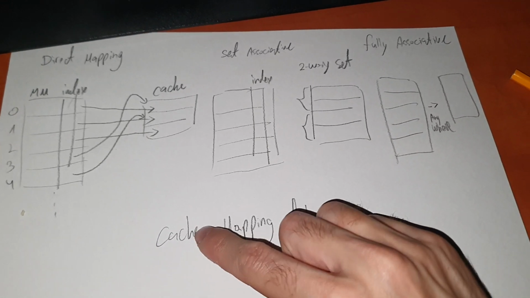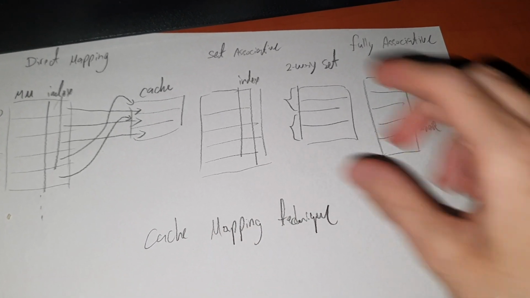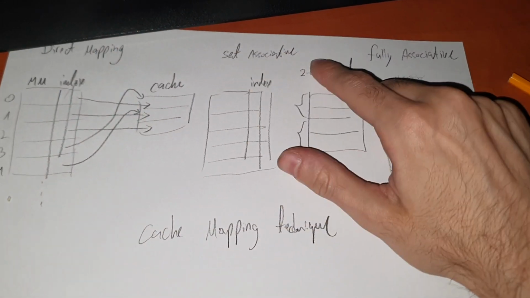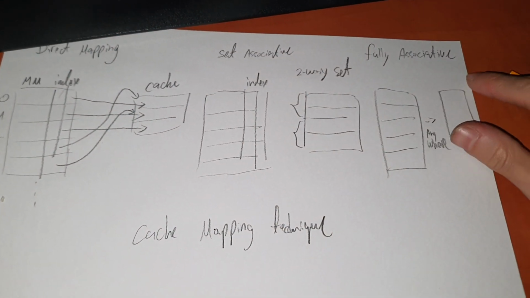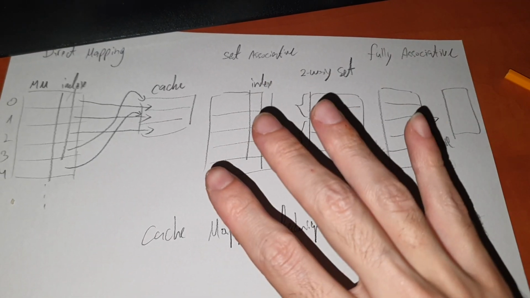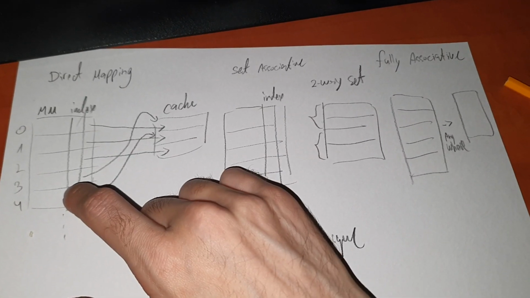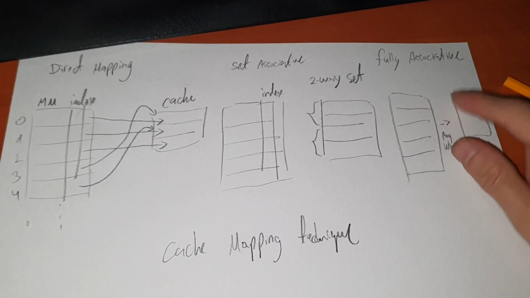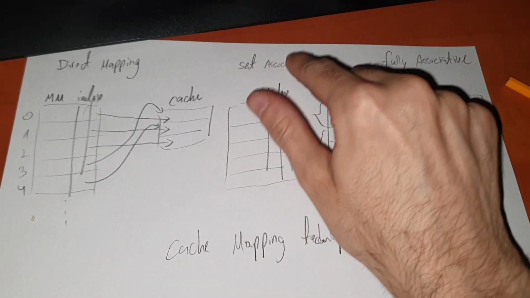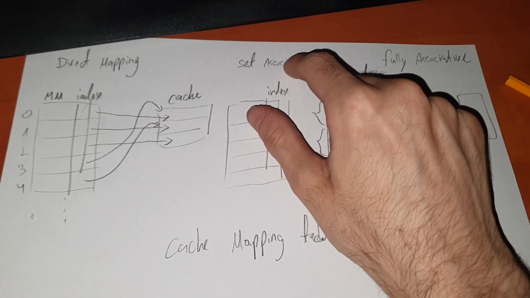Okay, so let's talk about cache mapping techniques. I will talk about three techniques. The first is direct mapping, the second is set associative, and the third is fully associative. We have some extremes. One extreme is direct mapping, the other extreme is fully associative, and between them, like combining the two, is the set associative cache mapping technique.